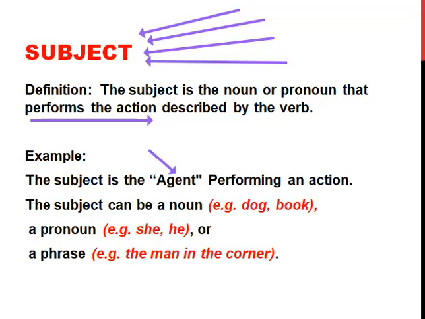For example, the subject can be a noun, a dog, the book. The book is beautiful, the dog is bright. So here, who or which is beautiful? The book is beautiful. What is beautiful? The book is beautiful. And also the dog. What is bright? The dog is bright.